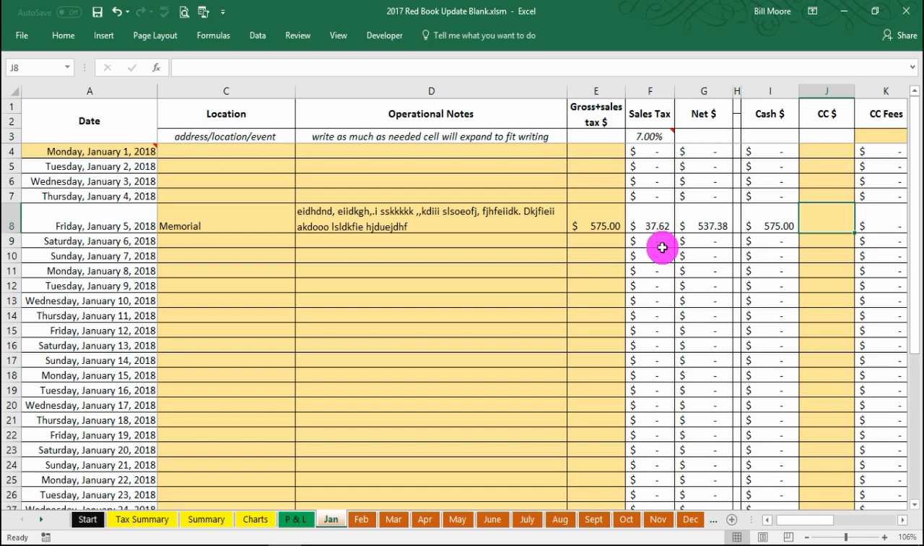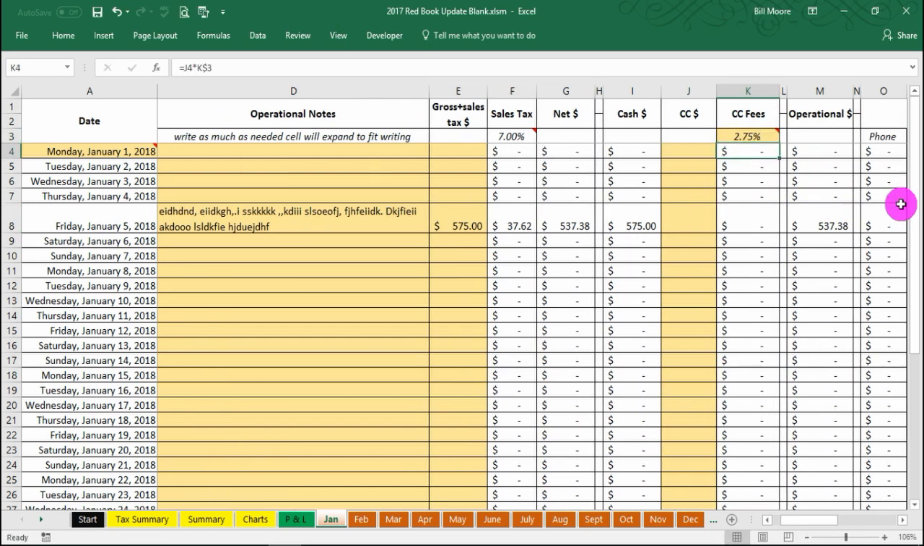Now if you take credit cards, you're going to enter in whatever your credit cards were for that day. And then up here, you want to put in whatever your credit card fees are. So if you have Square, for instance, and your rate is 2.75, you put that in up there, and let's say I did $150 in credit cards. It's going to tell me that I'm losing $4.13 in the credit card fees out of that 150. So operationally I have $533 I can work with for that day.